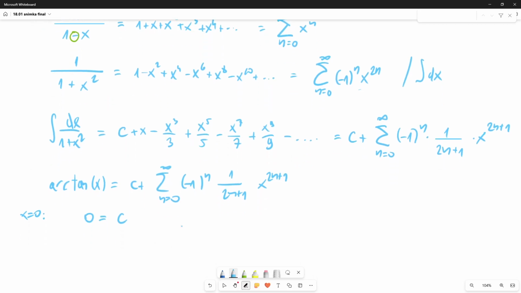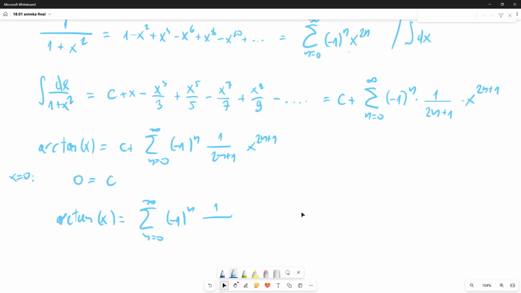And finally we have our answer. Arctangent of x is equal to this sum over here. If we want to write it down term by term, here it is: x minus x to the power of 3 over 3 plus x to the power of 5 over 5, and so on and so forth.